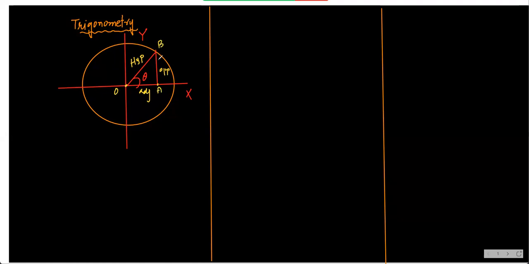Now we have to see the trigonometric ratios here: sin theta, cos theta, tan theta values. How to get them? For this one, we have a small logic to remember. This is just a trick we are giving for understanding.